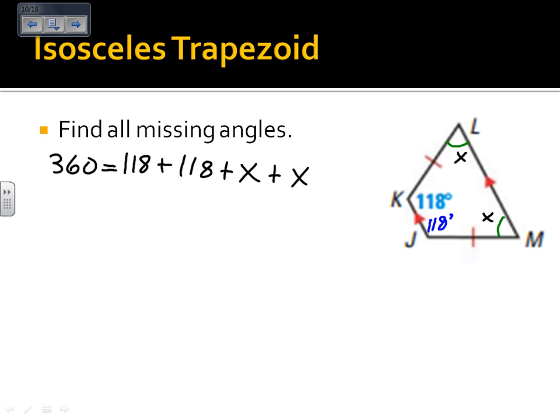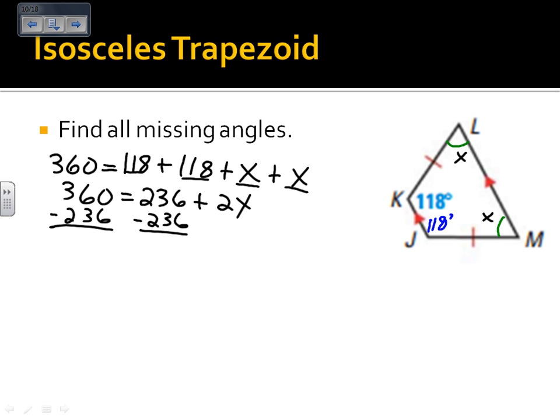Okay. How can I solve this? 360, add up the x's. Can I combine these two? What's that going to give me? 236. 236 plus how many x's? 2x. Next step. Minus 236. What will that give me? 124. 124 equals 2x. Last step, divide by 2. Just 2, not 2x. These will cancel, the 2's. We get x is equal to 62.